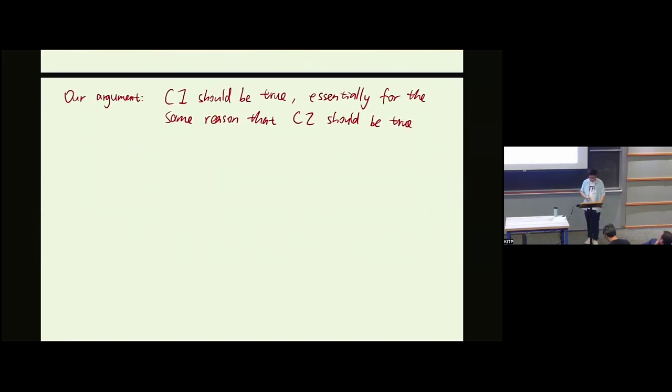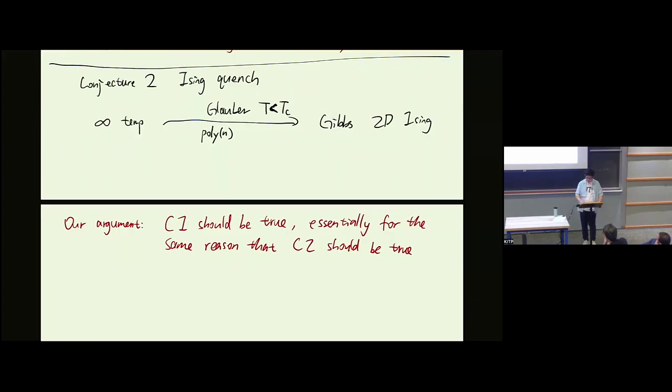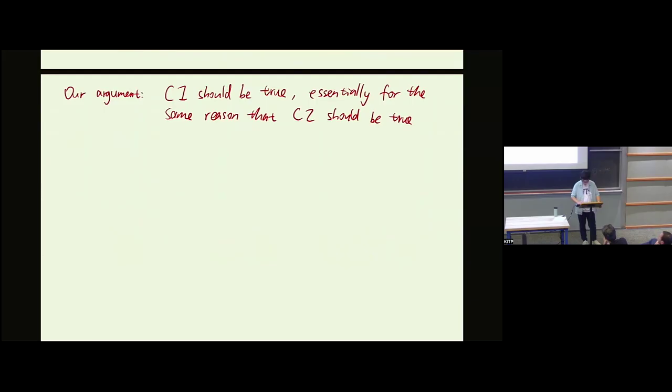So I will spend a couple minutes of my remaining time to tell you a little bit about why you should believe conjecture 2. Let's start with a special case. Let's actually not think about finite low temperature. Let's think about the Ising quench at 0 temperature, which physicists actually studied a lot, and they call this enigmatic behavior. And you will see why.